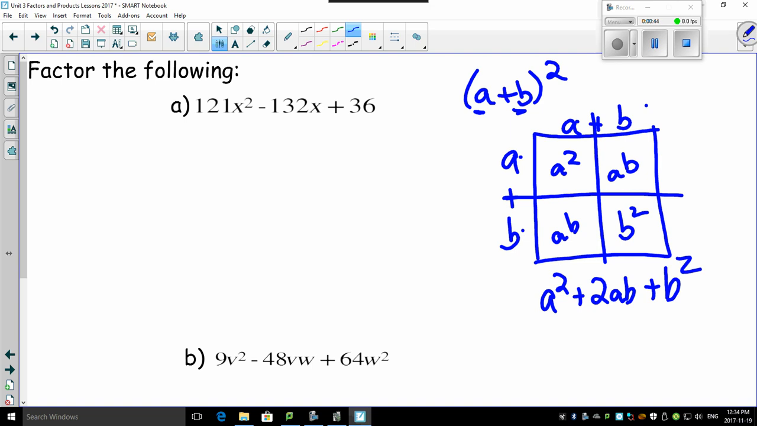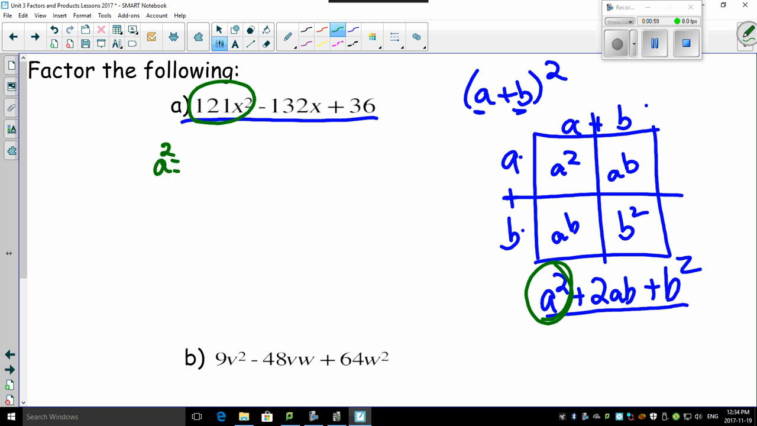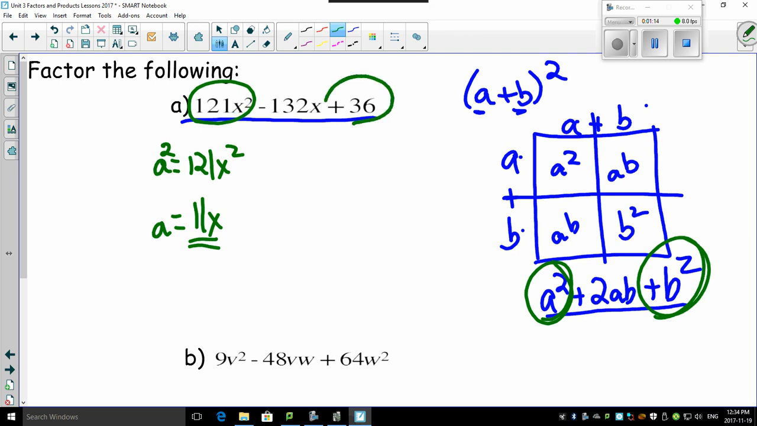But wait a second. How does this relate to this? Well, simple. That must mean that this first term has got to be your a squared term. And look, lo and behold, it is. If you look at this as your first term, your a squared term, that's 121x². And all you have to do is square root this. When you square root this, you're going to get 11x. There's your first term. Okay, now look at this. This must mean that this is your b squared right here. So your b squared has to equal 36. Square root it, b equals 6.